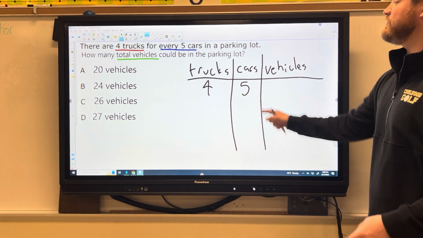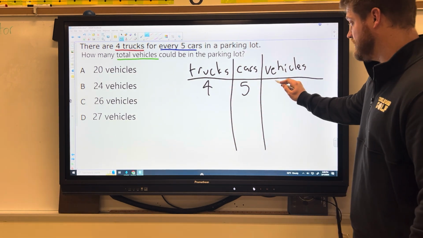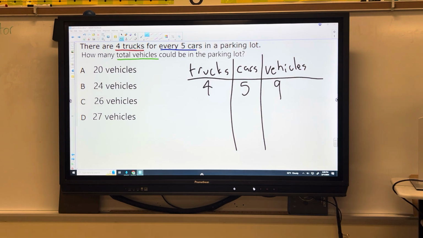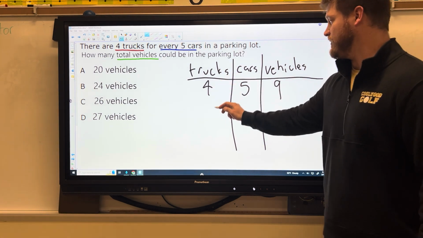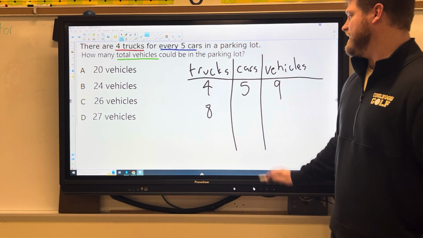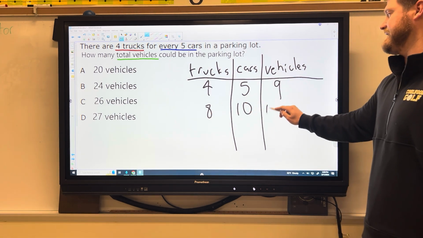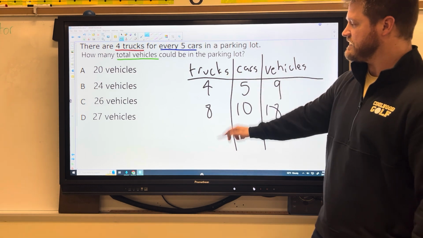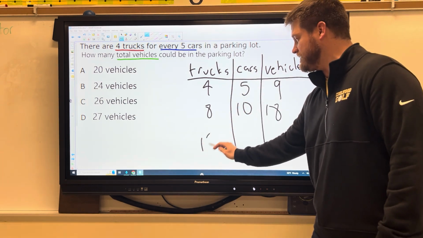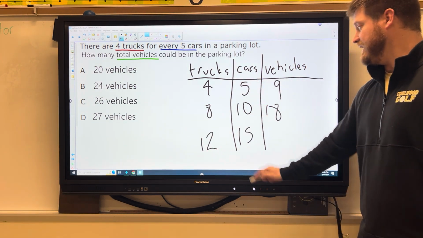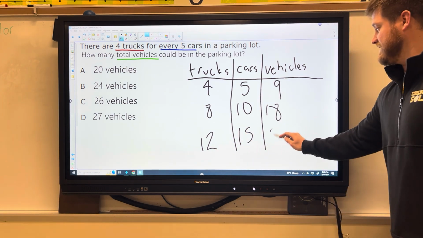And then to find the total amount, we just add across. 4 trucks plus 5 cars makes a total of 9 vehicles. So if we just keep doing this, it'd be 4 plus 4 is 8. 5 plus 5 is 10. And if we add across, 8 plus 10 is 18. We keep doing 4, just skip counting. 4, 8, 12, 5, 10, 15. And then 12 plus 15 is 27.